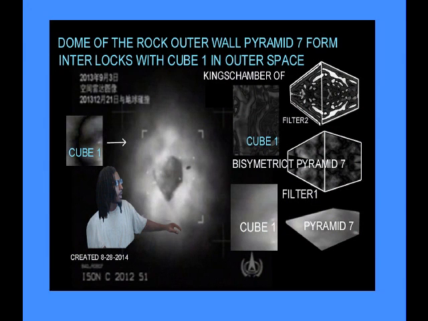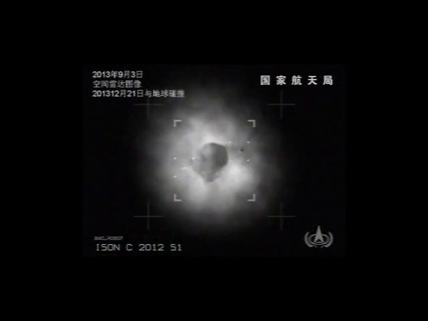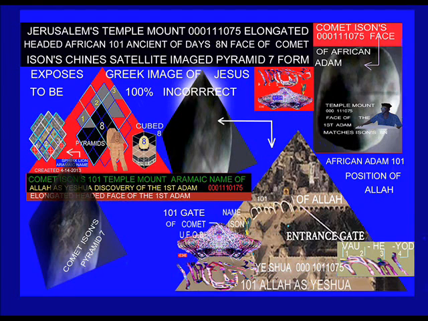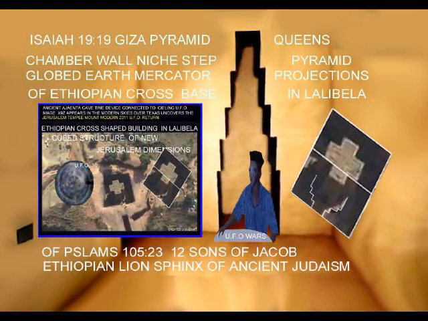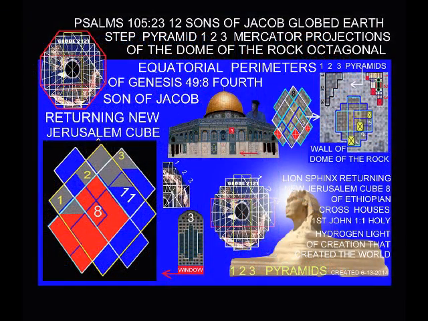Only when you place the earth at your feet like a basketball and look straight down upon it and place the octagon in halfway level of the basketball, we see the octagonal equatorial perimeters of the dome of the rock roof. Now, when we look at the 1-2-3 grouping of pyramid squares flanking the central Ethiopian cross that has a vertical rectangular section and a horizontal rectangular section, we see a square placed within, overlapping the vertical and horizontal section. That's the Masonic square that appears in the dome of the rock outer wall first level.